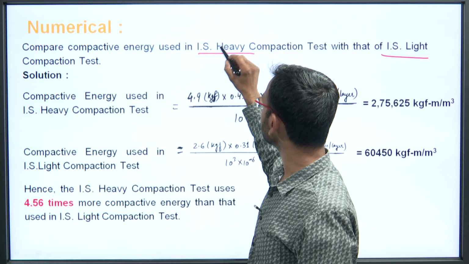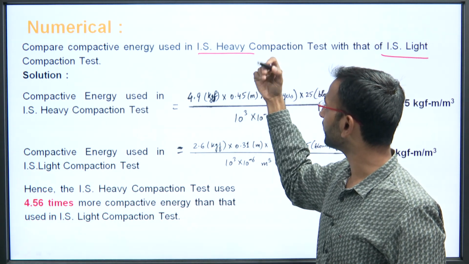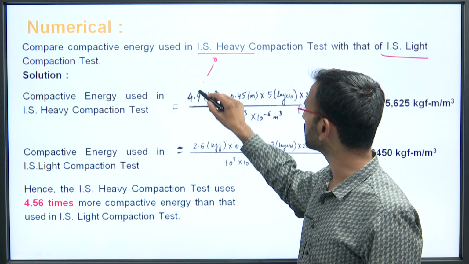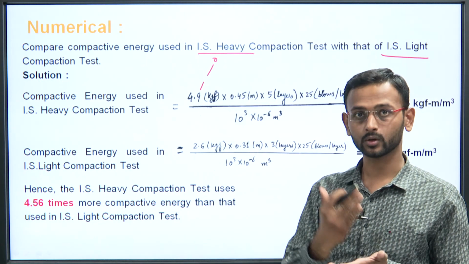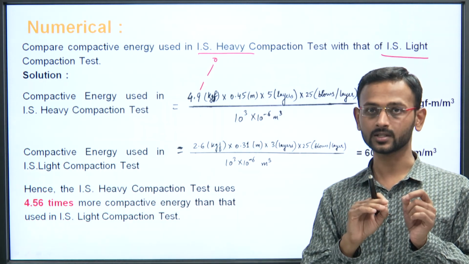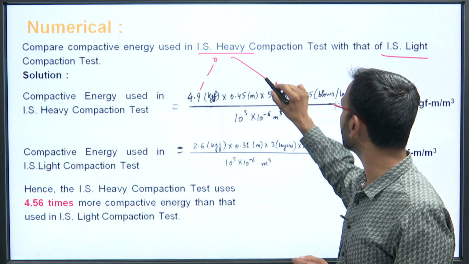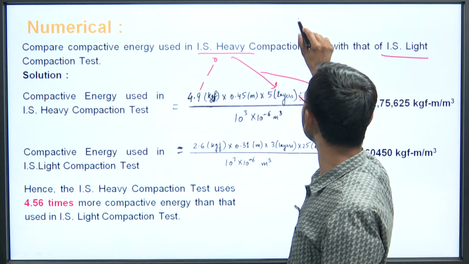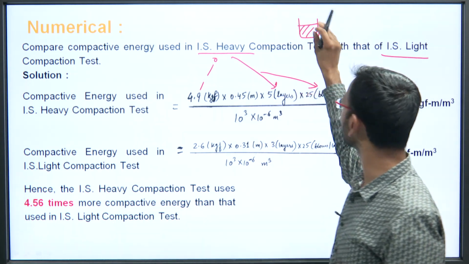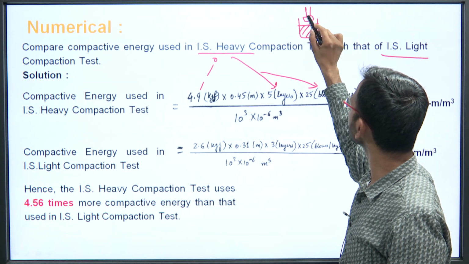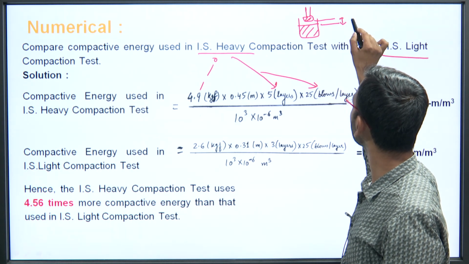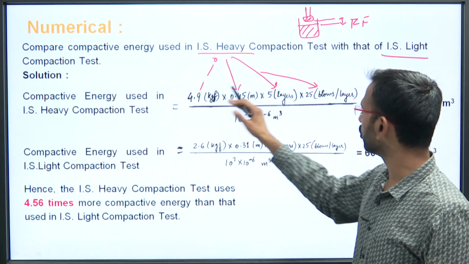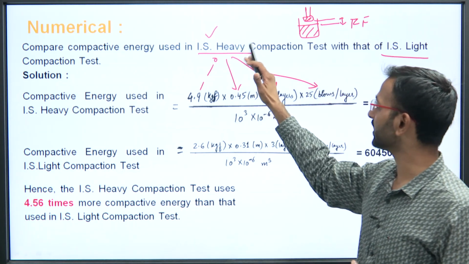So see, in the IS heavy compaction test, there were some different specifications for conducting the test. What did you use? You used the 4.9 kg rammer, you compacted the soil in 5 layers, and in each layer you provided 25 blows. What was the free fall height of the rammer? Let us say you took the container and put the soil in it, and then took the rammer. The free fall height was 0.45 meters. You know this data because you have already performed this experiment, the IS heavy compaction test.